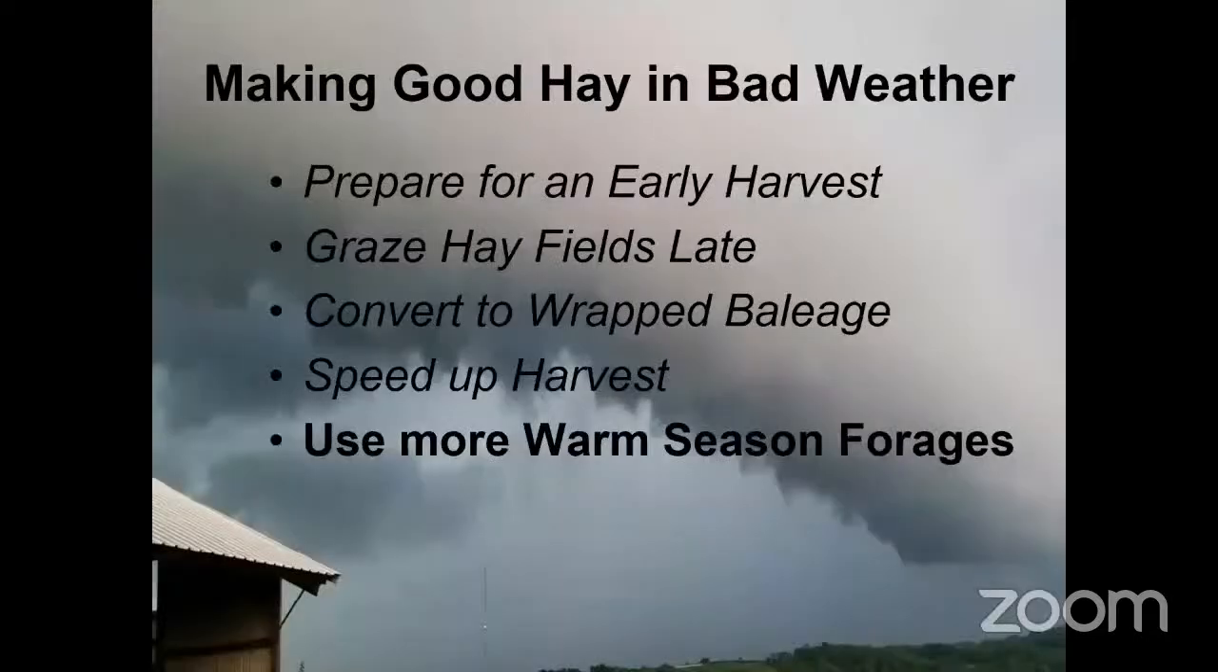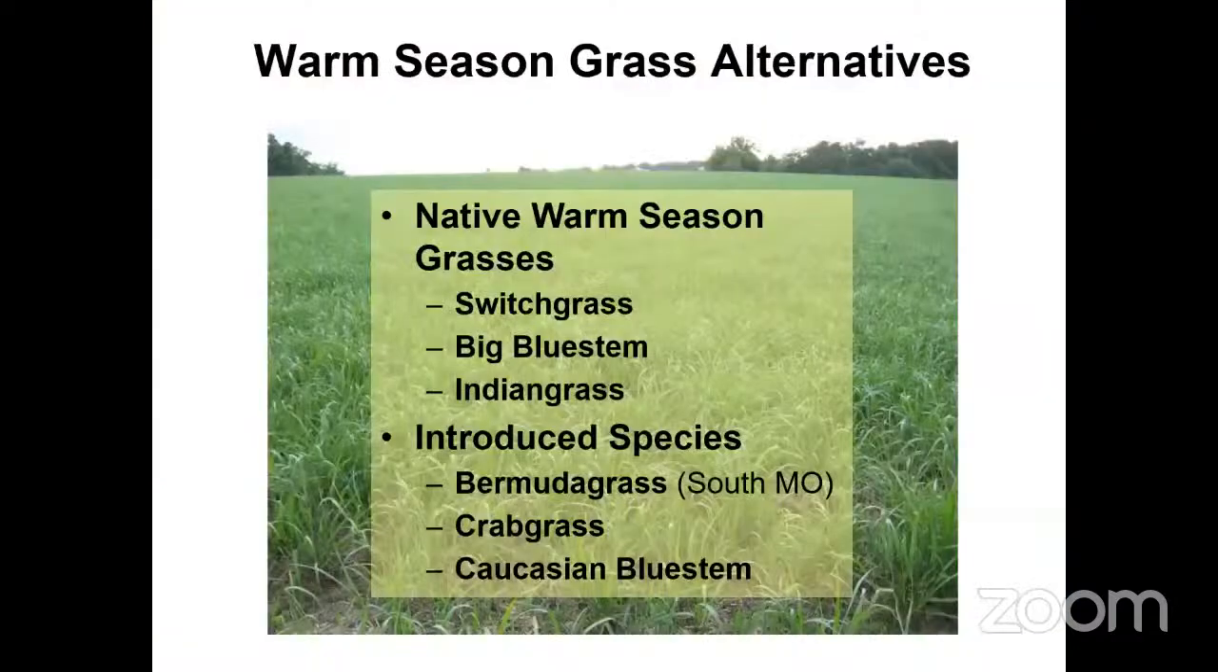Number 5, another option for dealing with bad weather and trying to get as much good hay harvested is to convert more to our warm season forages. And thinking about warm season forages across the state of Missouri, I think these are the ones that kind of come to my mind. The native grasses such as switchgrass, big bluestem, Indian grass. These probably fit as good as anything for native.